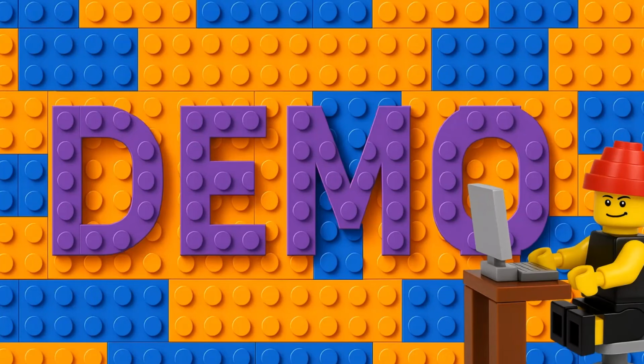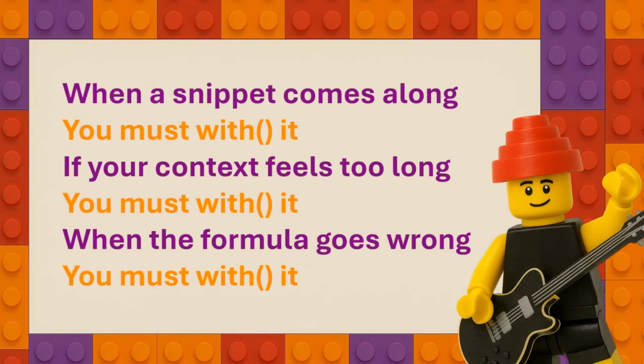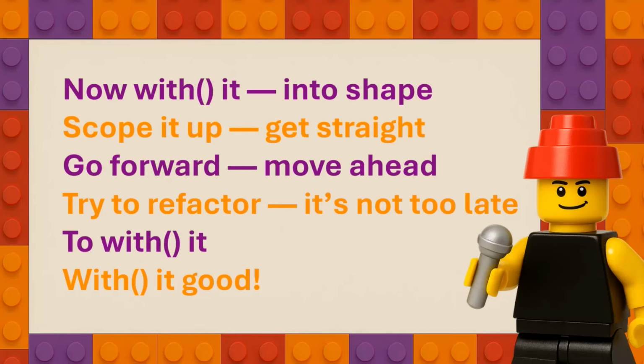We'll see. Let's go. When a snippet comes along, you must with it. If your content feels too long, you must with it. When the formula goes wrong, you must with it. Now with it, into shape, scope it up, get straight, go forward, move ahead, try to refactor. It's not too late to with it good.